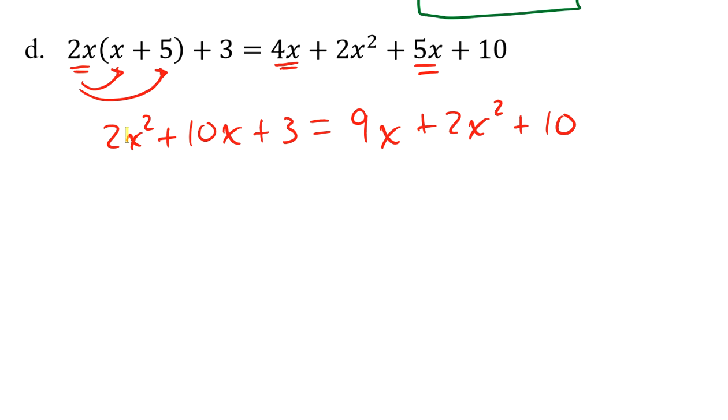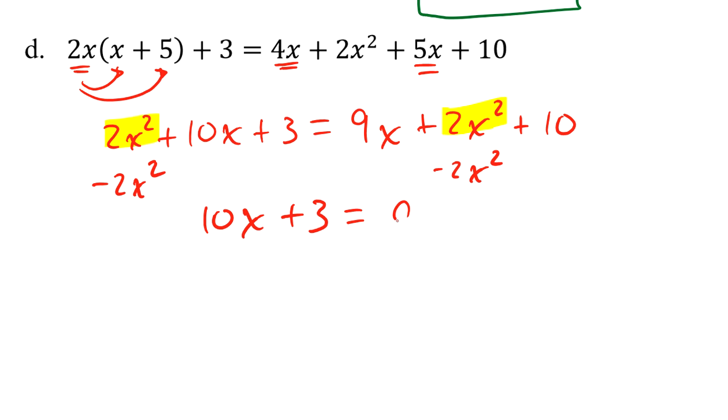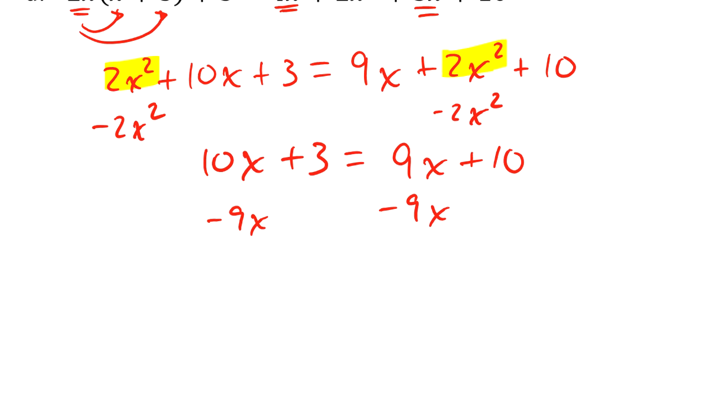And we can see that both on the left and right hand side, they both contain 2x squared. So I'm going to subtract a 2x squared from each side. That'll give me some zeros on the left and right. So now I'm going to have 10x plus 3 equals 9x plus 10. I think I'll choose to take away 9x. The beauty of this is, as long as you're following these properties of equality, there's lots of ways you can get there. I'm just choosing to subtract 9x from each side.